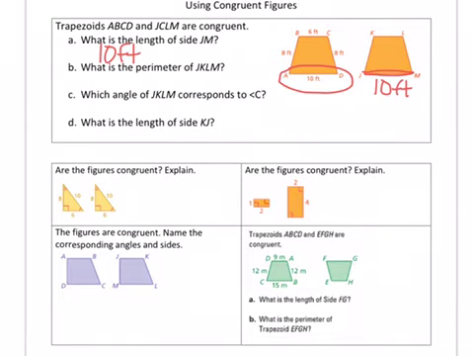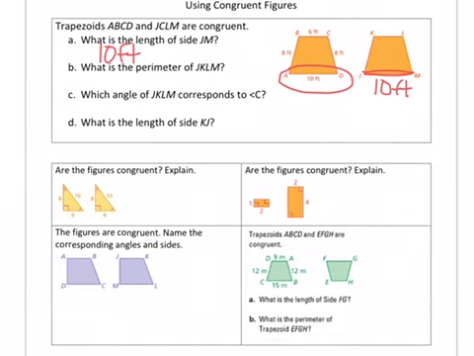Figuring out the perimeter of JKLM only means that you have to find the perimeter of the first shape and then transfer it over to the second. That's because they're congruent. Again, they're identical twins. Go ahead and add up the sides and put the answer down.